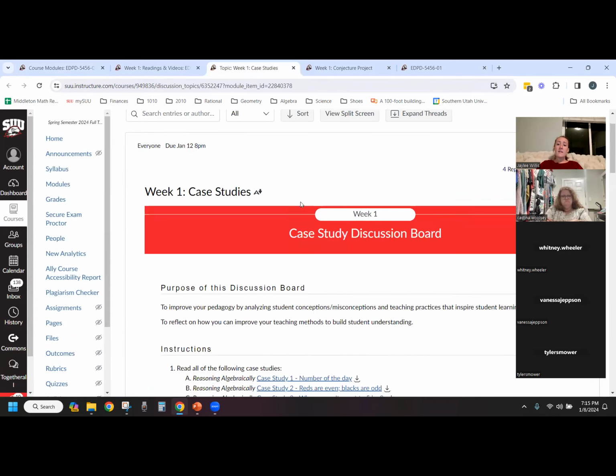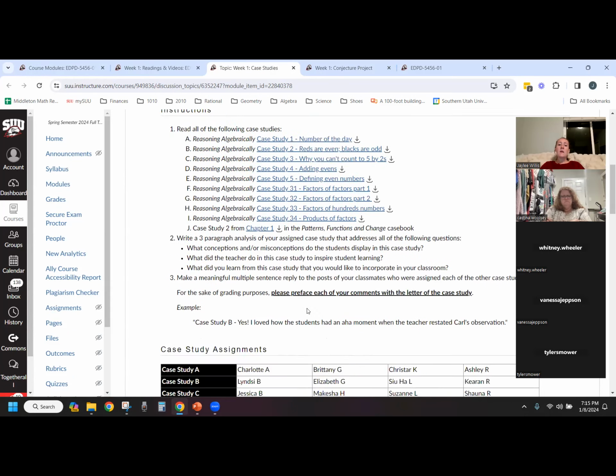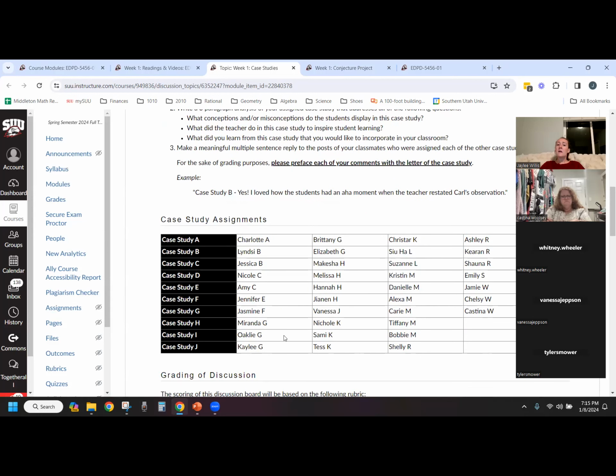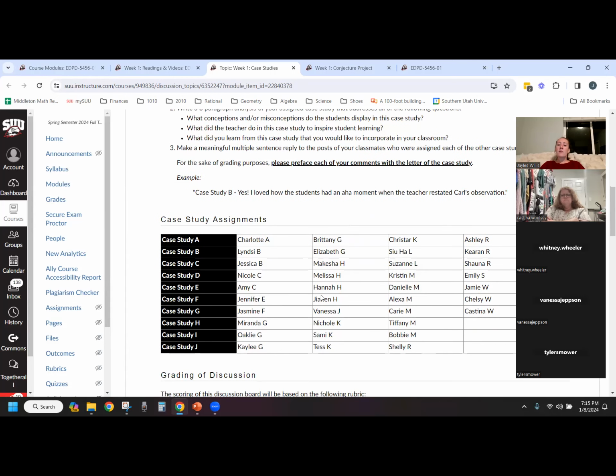For the case studies, it's set up as a discussion board, and usually it's about 10 case studies that you'll be reading. The PDFs are provided in the assignment, and all of you are assigned a specific case study. So you'll be reading all 10 of them, but you'll only be writing an in-depth analysis for the one you're assigned. And if you're not seeing your name on this list, you might be in the other section.